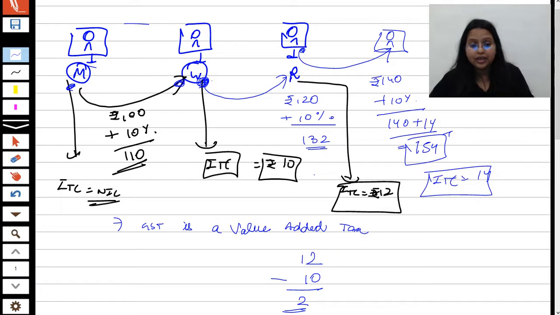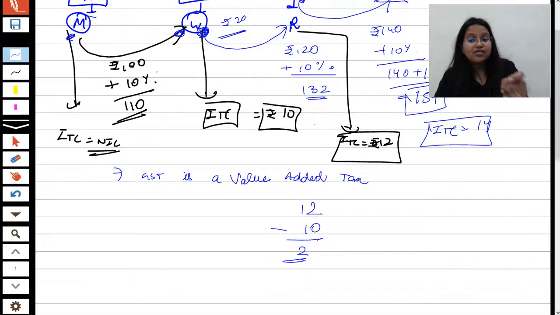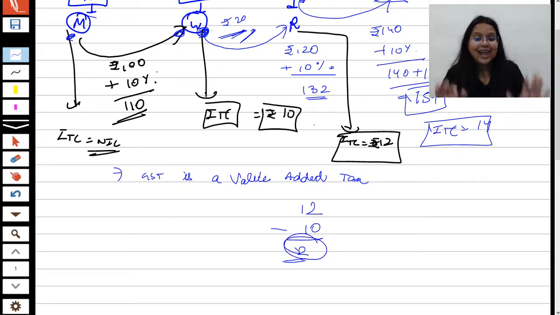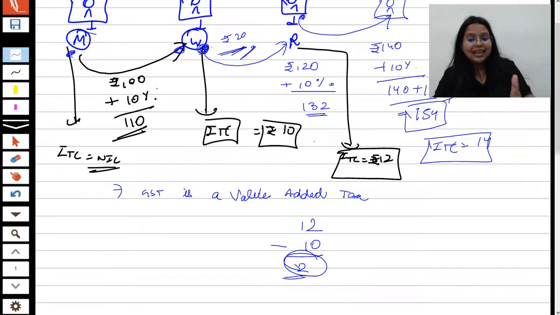Now what is happening here? How much value has the wholesaler added to the product? Rupees 20, that is 120 minus 100. And how much GST is going to be paid to the government? 10% of this 20 rupees. It will be verified for sure. 10% of this 20 rupees, that is rupees 2. It means it is a value added tax. Okay. Similarly, in the case of retailer and final consumer, you can check it.